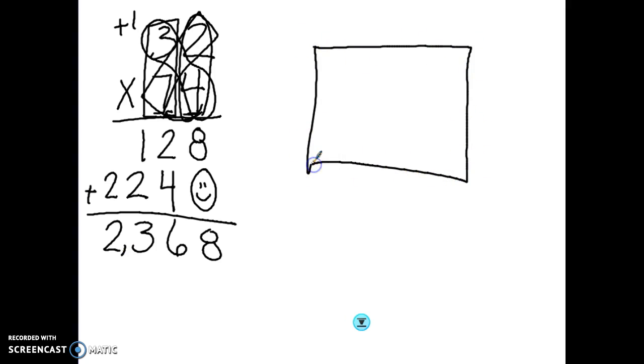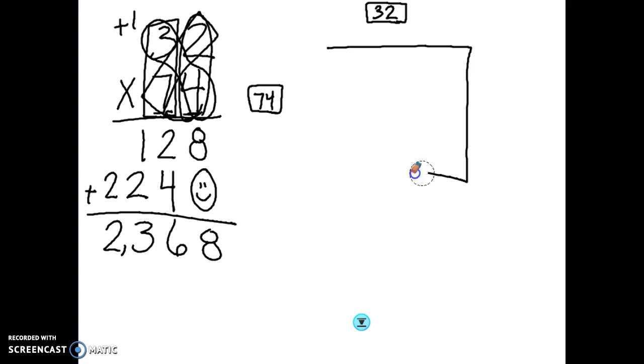We know when we find area of a rectangle, it's like length times width. So we put one of our factors on one side, and one of our factors on the other. Now you can look at this box and you see this doesn't really make sense because 74 looks shorter than 32. So when you draw your area model, you actually want to try to make it as accurate and proportional as you can.